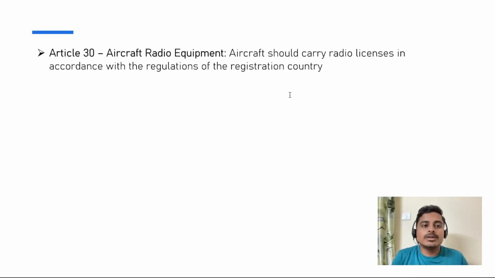Next we have Article 30, which is the aircraft radio equipment licenses. Aircraft should carry radio licenses in accordance with the regulations of the state of registration. So all these licenses must be in accordance with the rules of the registration country. And all these radio equipment should only be used by the crew members, and the license should be as per the state of registration, which is what we read.